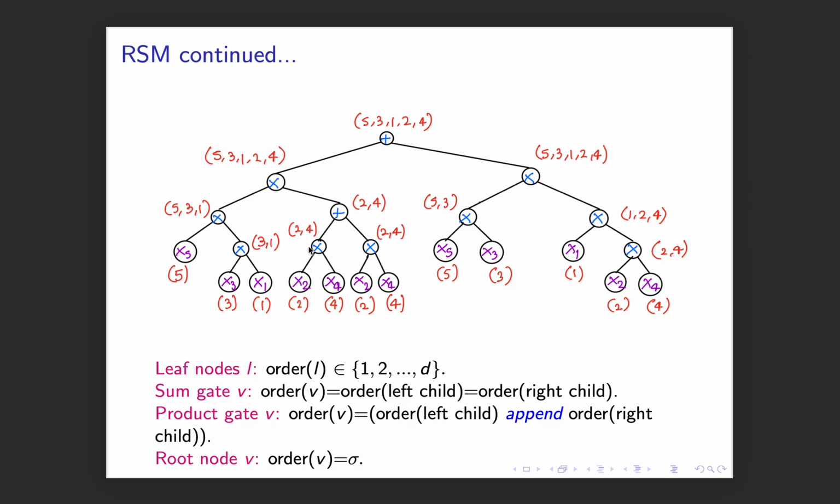And if v is a sum gate, then the order of v will be equal to the order of its left child, which is also equal to the order of the right child. And if v is a product gate, then the order of v is the order of its left child appended with the order of the right child. The root node's order is equal to sigma.